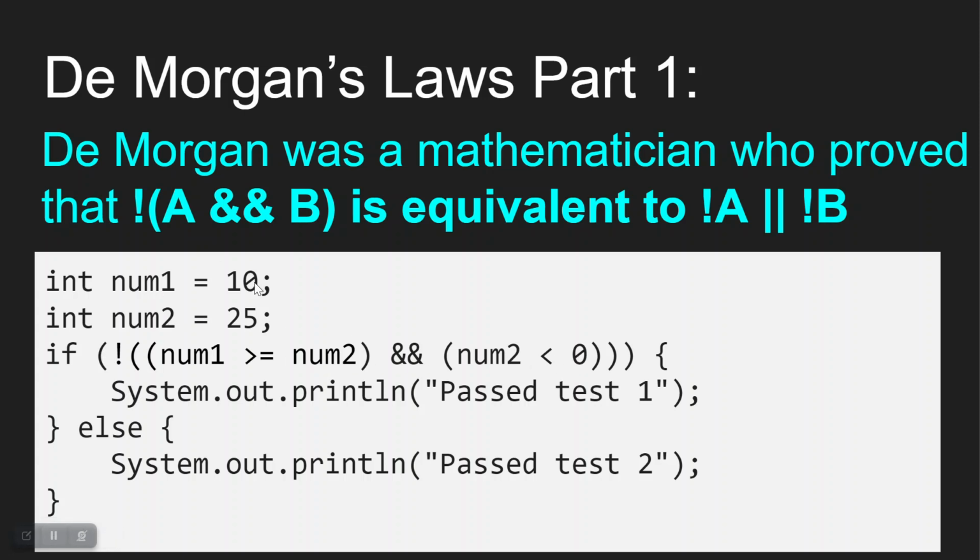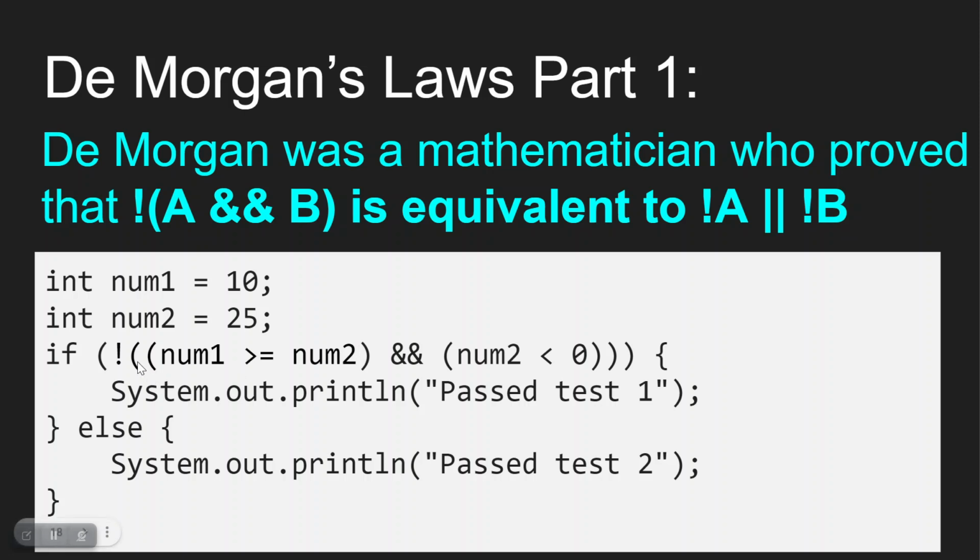We've got num1 equals 10, num2 equals 25, and it says if not, and then in another set of parentheses, num1 is greater than or equal to num2, and num2 is less than 0. But the question is, how is this not going to impact how all of this works? So what we can do is, instead of looking at this as not (condition A and condition B), which is how this is set up right now, we can change it to be not A or not B.